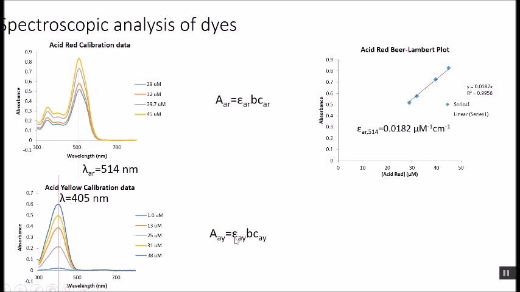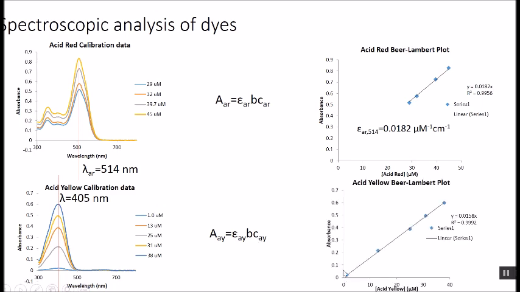It was proportional to the molar absorptivity of acid yellow times the path length, which is 1 centimeter, times the concentration. So we can make another graph that shows the absorbance on the y-axis and concentration on the x-axis, and once again the slope should just be the molar absorptivity times the path length. So from that we again get the molar absorptivity for this dye at this wavelength, acid yellow at 405.